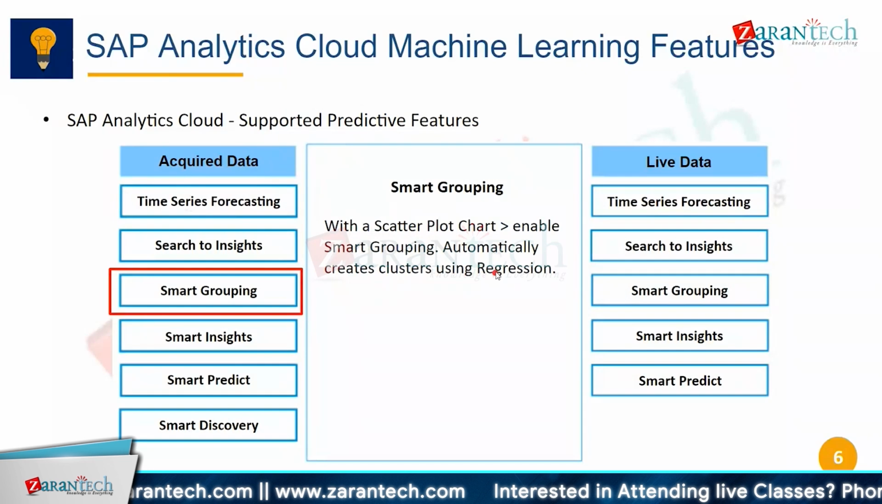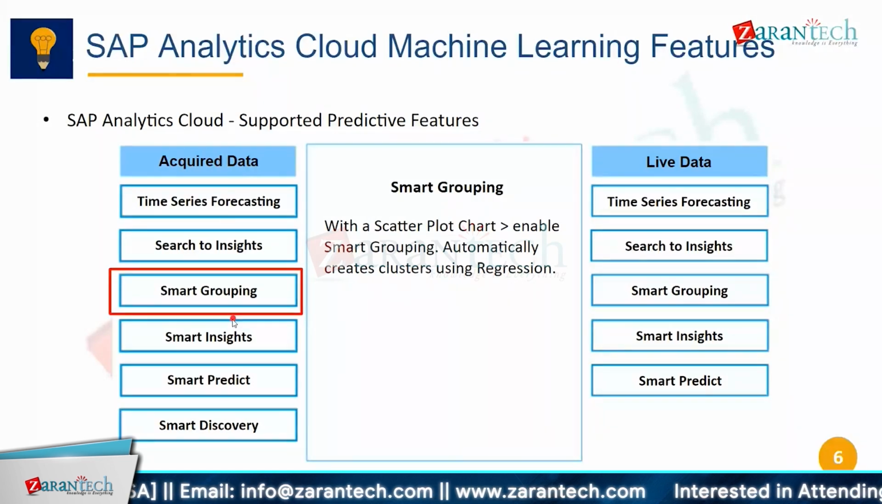We will see it. And smart grouping. Smart grouping is a functionality which is available in a scatter plot chart. If you have seen the charts option, there is something called scatter plot chart. There you can do smart grouping, and the system will automatically create clusters using regressions. If you want to group certain elements, like who are the different customers who are buying X product together, who are buying Y product together, and you want to have that smart grouping, then you can switch it on in this smart scatter plot chart and enable smart grouping.